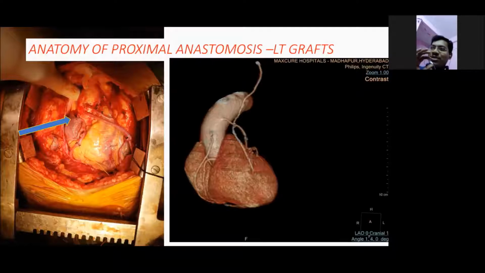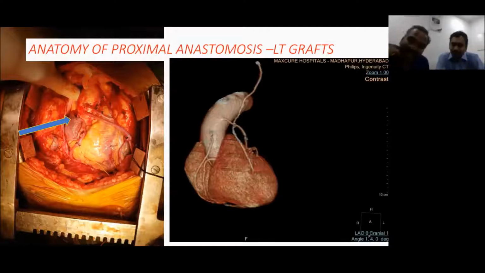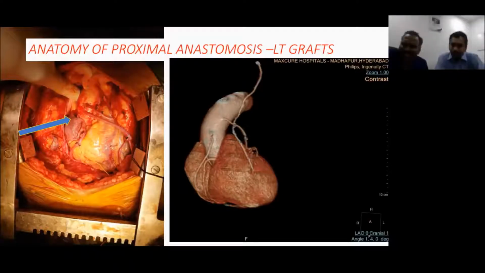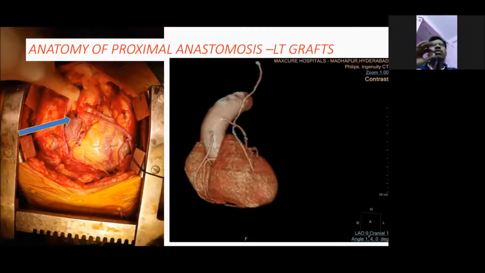How was the lesion in the LAD before? Was it a discrete lesion? I don't remember very well, sir, because it was about 2 months back. Was it a discrete lesion or a diffuse lesion? It was a diffuse lesion, I believe, sir. No, sir, I think it was a discrete lesion. Only the proximal LAD had significant disease.